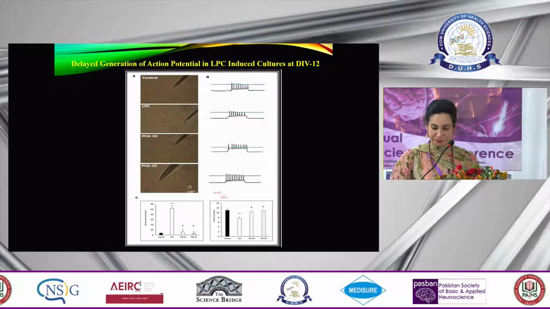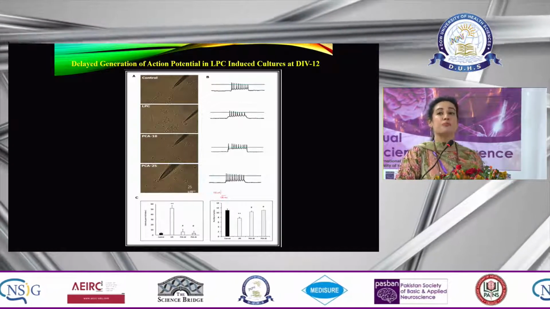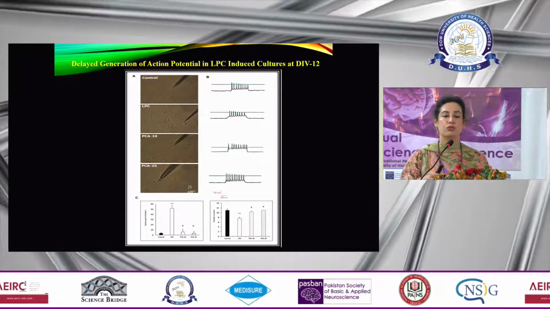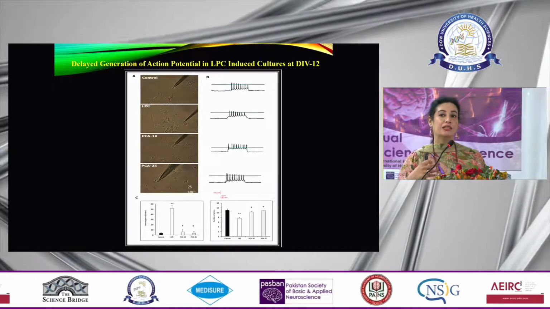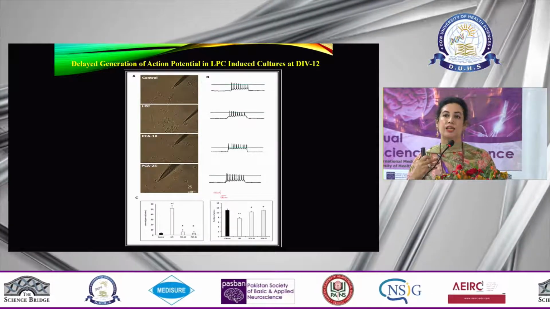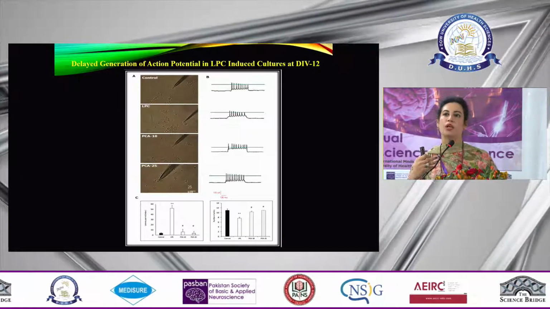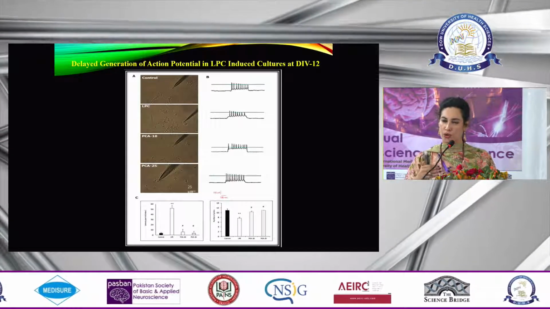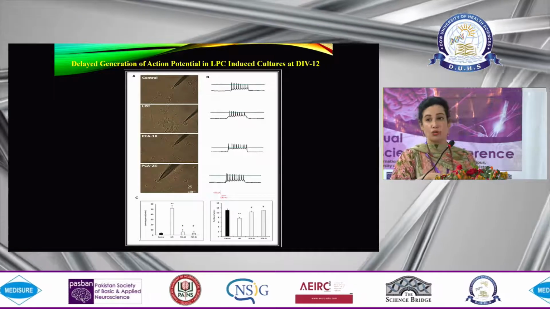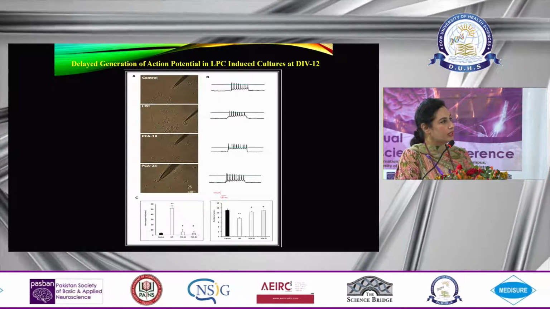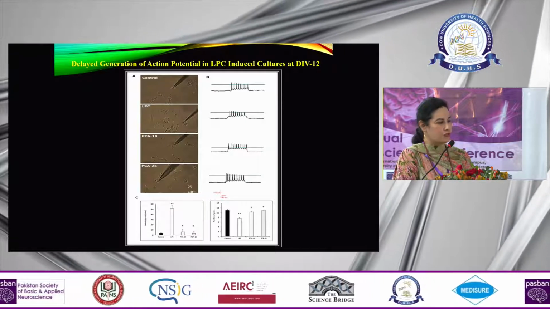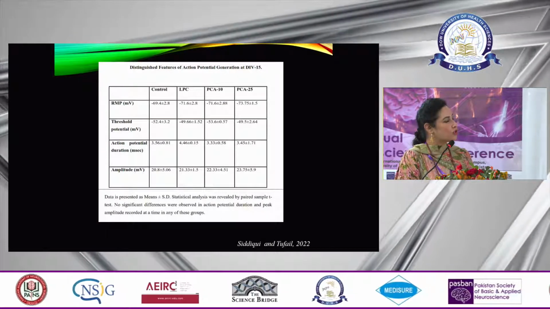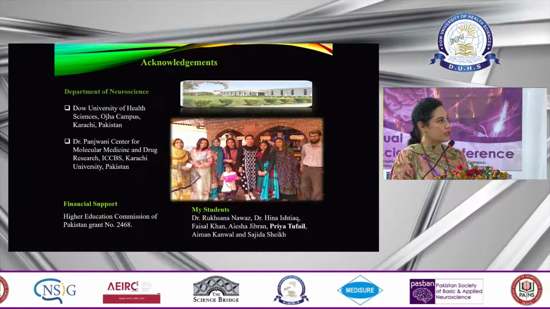When we recorded the current, we saw that the number of spikes increased and the latency to initiate the first action potential decreased. Earlier, when we added lysolecithin, obviously the action potential initiation was delayed, meaning the action potential was generated very late. When we add protocatechuic acid, that delay was reduced. So this is also nice, and the number of spikes is also increased if you compare it with the lysolecithin treated cells. The rest of the action potential parameters, such as resting membrane potential, remain the same.